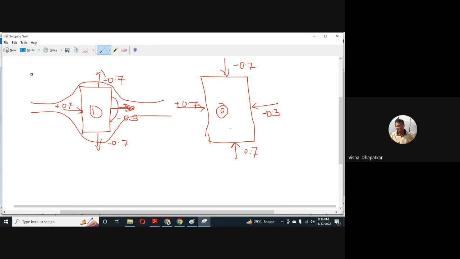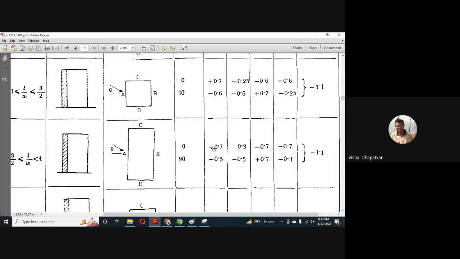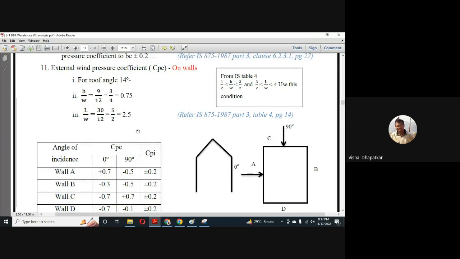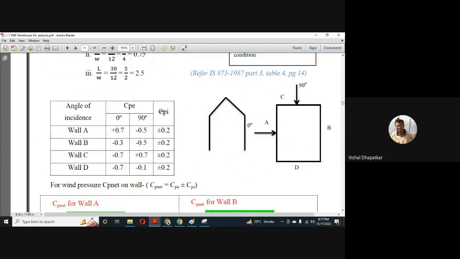Correct? Similarly for these side faces also. So that's why it is shown as minus 0.7. So in STAAD or wherever you are applying load, you just need to consider this sign convention to apply the loads. Okay, so we got the force coefficients for 0 degree, 90 degree, and CPI, the internal pressure coefficient, is plus 0.2 minus 0.2. We have to consider.